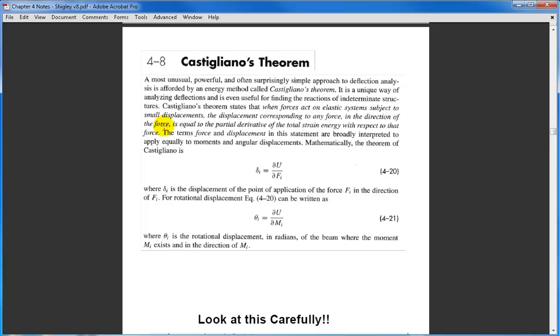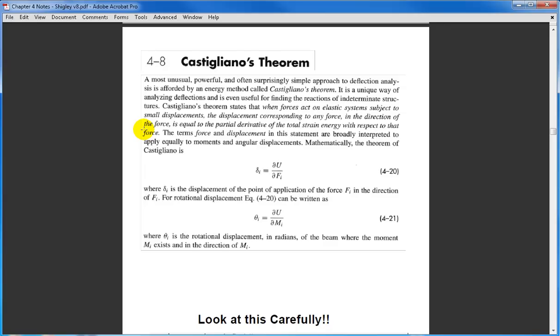And when we calculate that displacement, we'll find that it is equal to the partial derivative of the total strain energy that we computed just earlier for a few structures, the partial derivative of that strain energy with respect to the force itself. Again, if we apply a force to a structure and we write the strain energy for the structure in terms of that force, if we take the partial derivative of that strain energy equation with respect to the force itself, that will give us the deflection of that structure at the place where the force is applied in the direction that the force is applied.